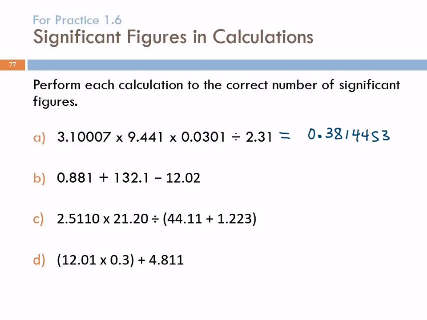We have just multiplication and division, so we're going to look at how many sig figs in each of these. Which one has the smallest number of sig figs? The last two, actually. This one has 3 sig figs, and this one has 3. So we need to round this to 3 sig figs. So that'll be this guy right here, and our answer is 0.381. Everybody okay with that?